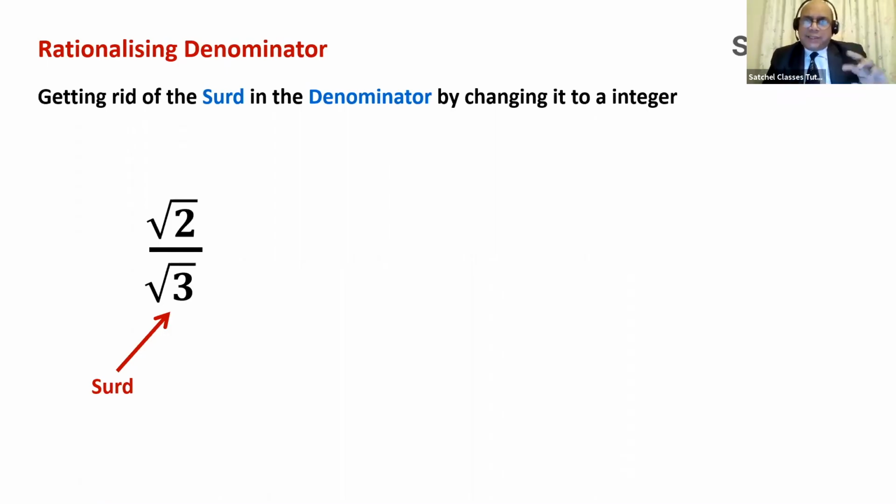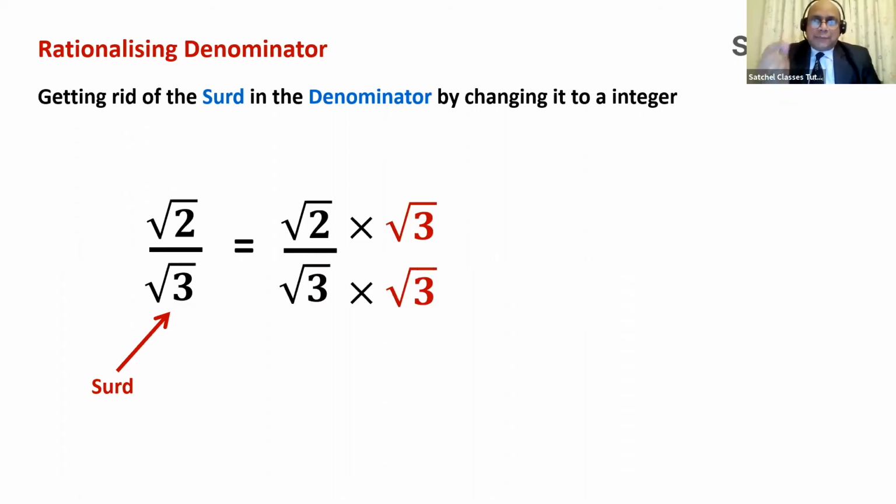But by doing that, the fraction would be disturbed, right? If I only multiply the denominator by square root of 3, the fraction will not have the same value. So to compensate for that, I need to also multiply the numerator by square root of 3. So that's the process of rationalization. You multiply the numerator and denominator by the denominator. The denominator was square root of 3, so you multiply both numerator and denominator by square root of 3.